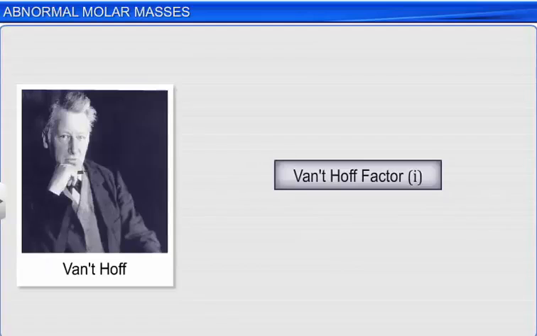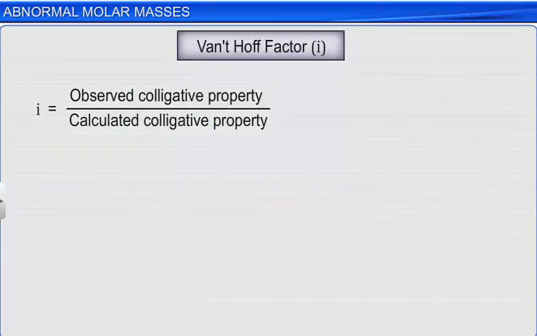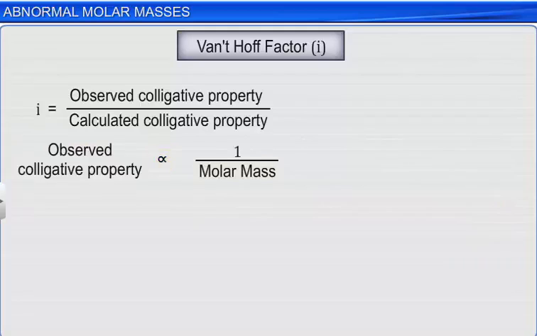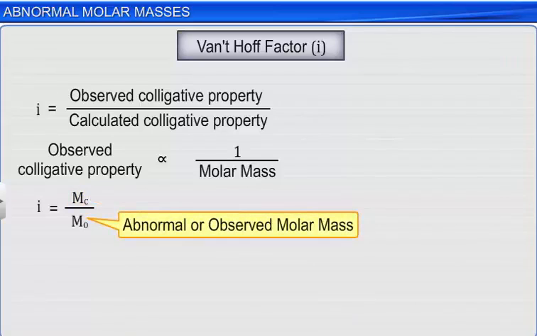Quantitatively, van 't Hoff's factor i is defined as the ratio of the observed colligative property to the calculated colligative property. Thus, the expression for i can be written as i equals the observed colligative property divided by the calculated colligative property. Now, since colligative property is inversely proportional to molar mass, i in terms of molar mass becomes i is equal to normal or calculated molar mass Mc divided by abnormal or observed molar mass Mo.